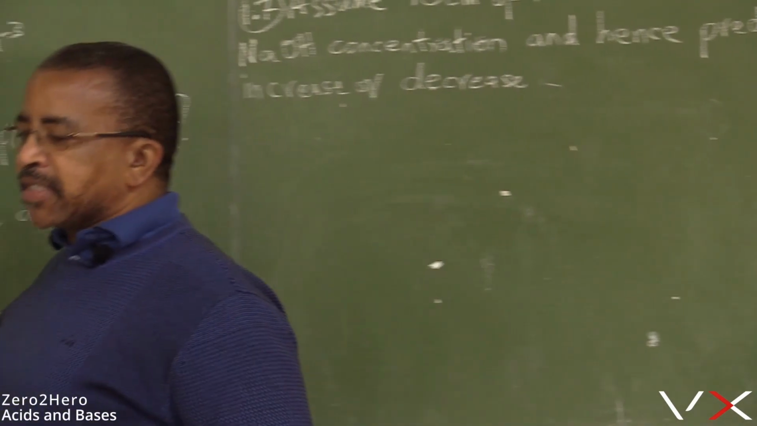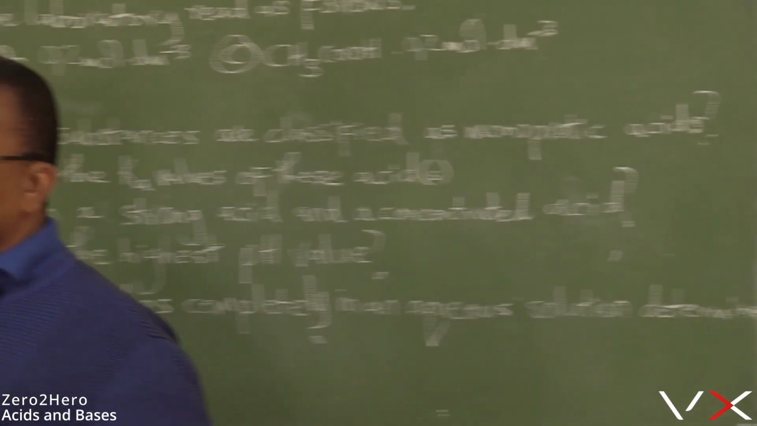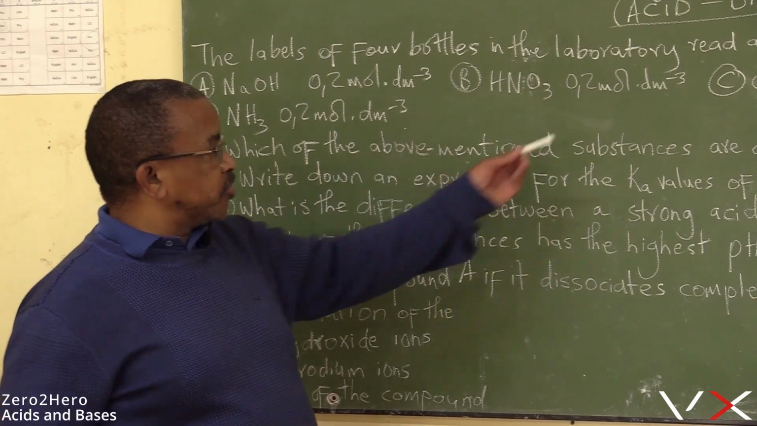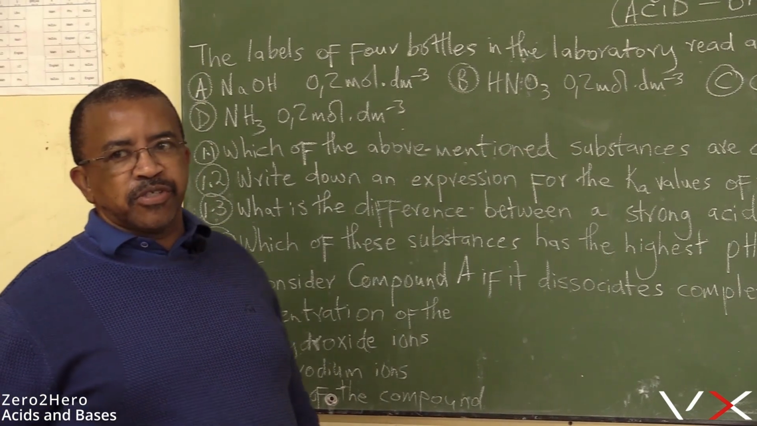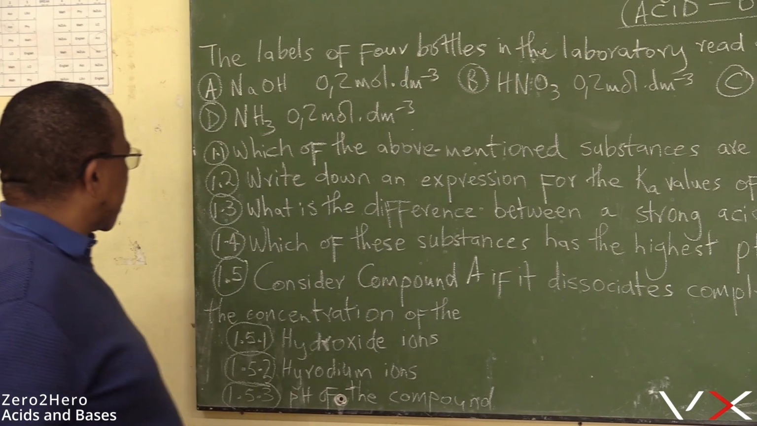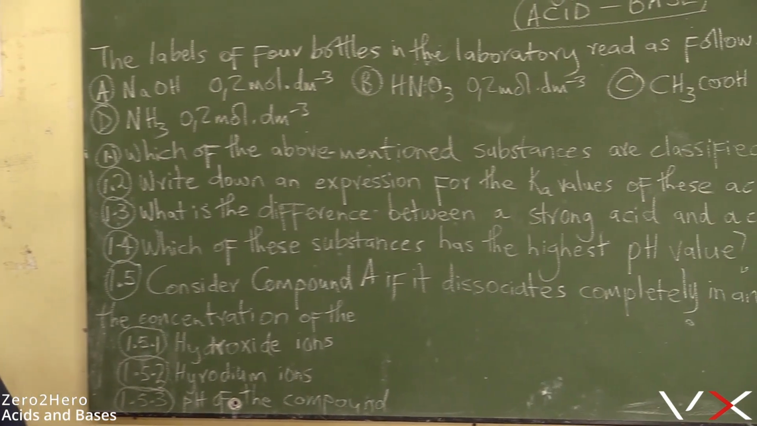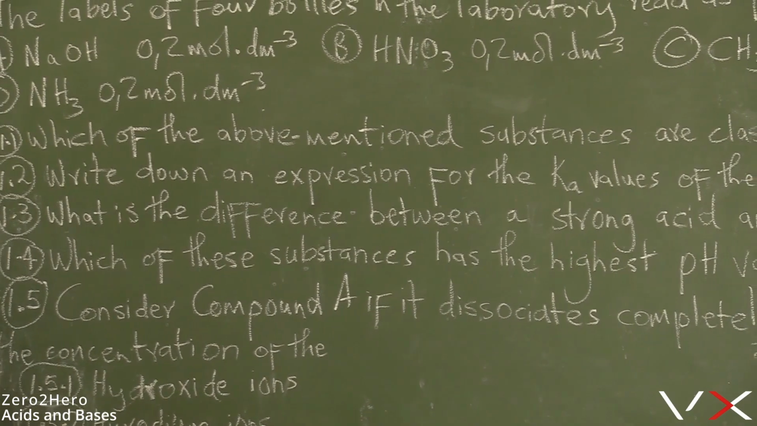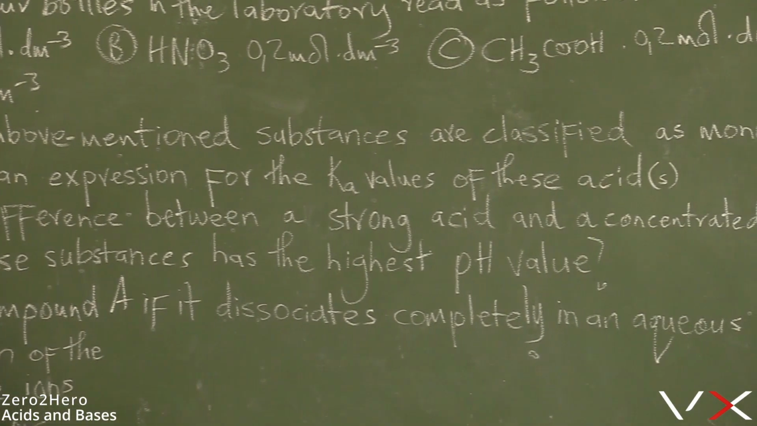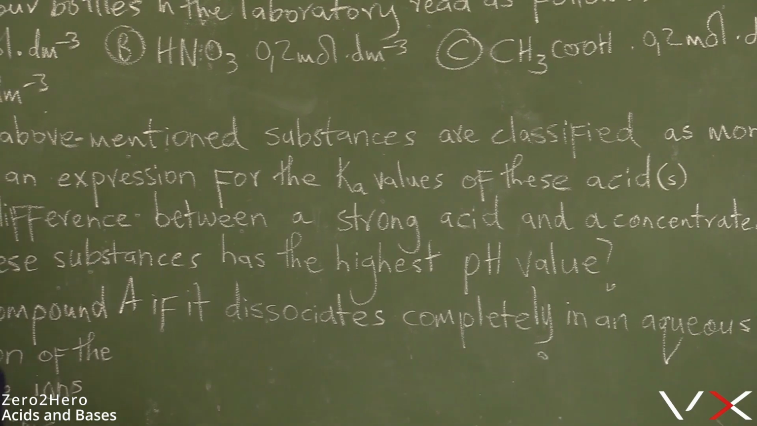But now when you answer it, you can write all of that, but you say B and C, and you must know what B and C are. Let's look at number 1.2. Write down an expression for a Ka value of these acids. An expression of a Ka value of these acids.